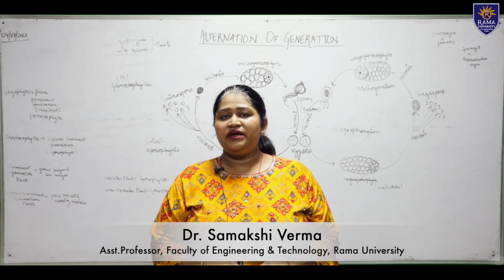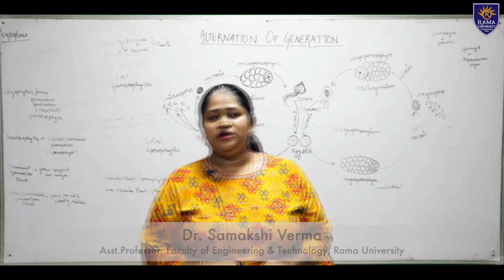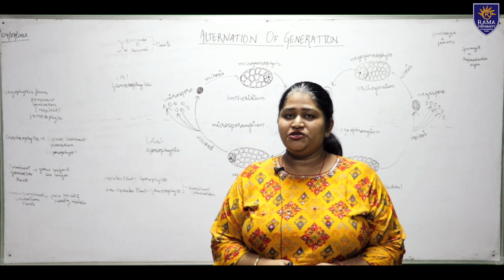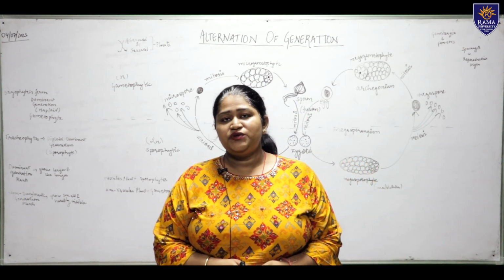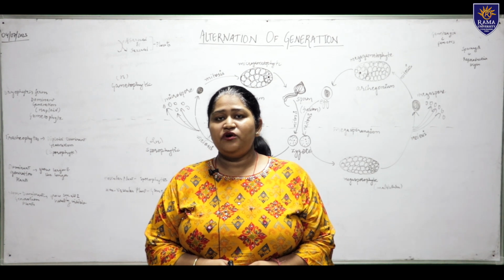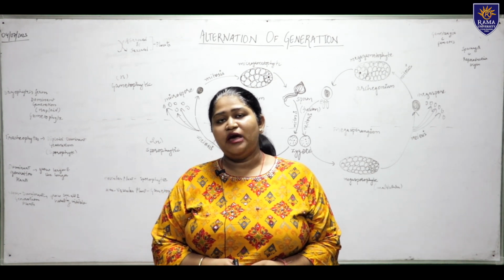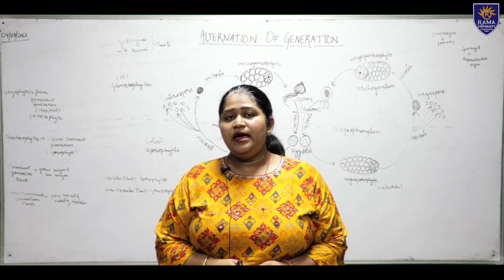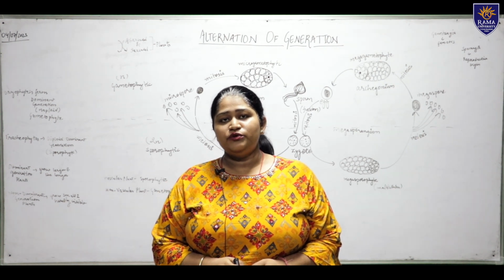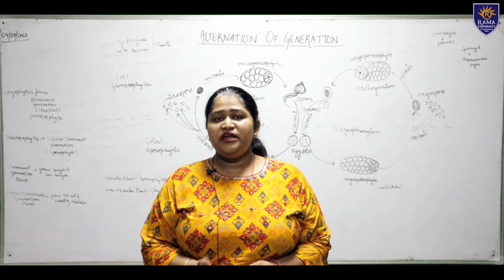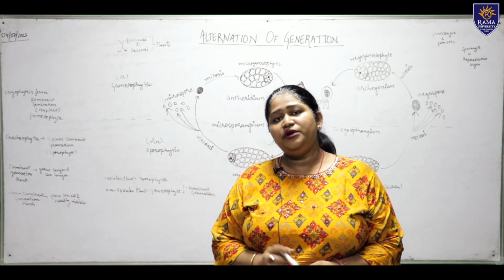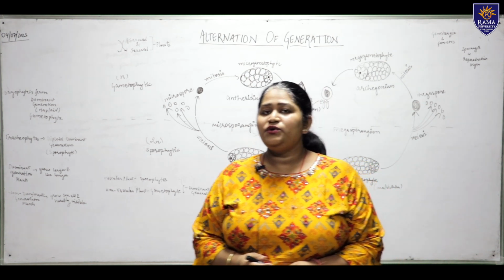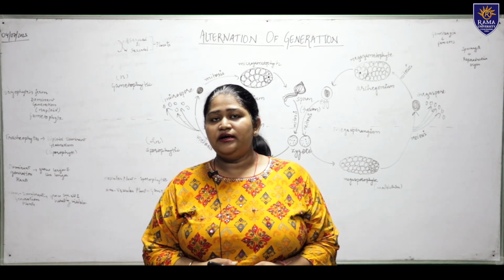Today I am going to deliver a lecture on alternation of generation in plants. So what is alternation of generation? First we have to know what a generation is. Plants undergo sexual and asexual reproduction, in which two types of generation occur, that is sporophytic and gametophytic. The sporophytic stage is 2n, where the number of chromosomes is diploid, and the gametophytic stage is where the number of chromosomes is haploid. The alternation between these two generations, from haploid to diploid or diploid to haploid, is known as alternation of generation. So today we are going to see how this alternation of generation occurs in plants.